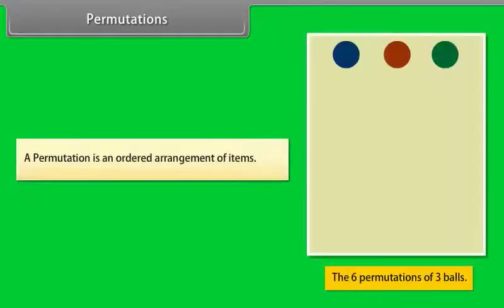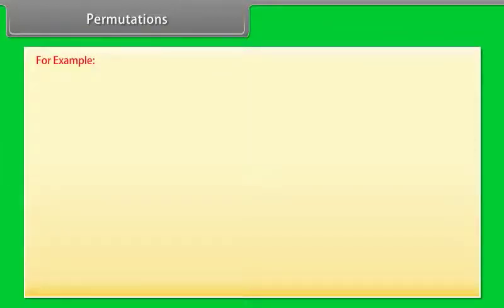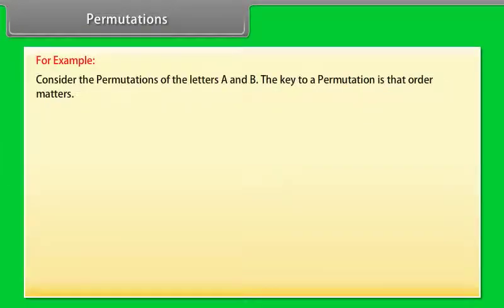Permutations. A permutation is an ordered arrangement of items. The concept shown below will clear your concepts. There are 3 balls which are arranged in ordered arrangement. For example, consider the permutations of the letters A and B. Just think about how many different ways you can arrange A and B. The key to a permutation is that order matters. 1. AB 2. BA.